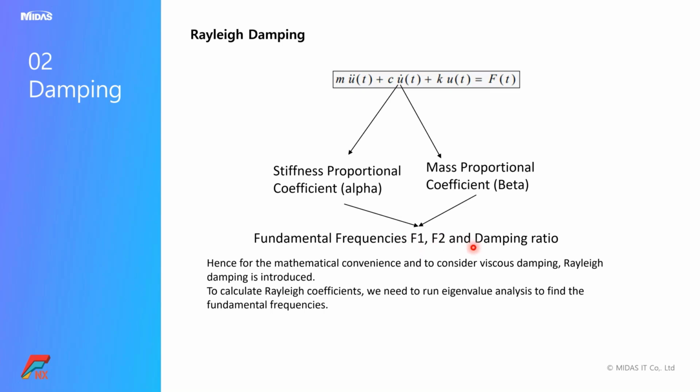So to calculate these fundamental frequencies, we need to run the eigenvalue analysis. But let's say this is for mathematical convenience which we are applying. The Rayleigh damping is for mathematical convenience, since we were not able to apply the damping as a material behavior previously. We used to apply the damping as a Rayleigh damping constant.